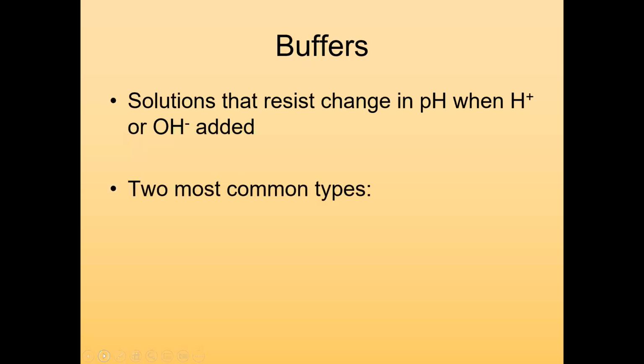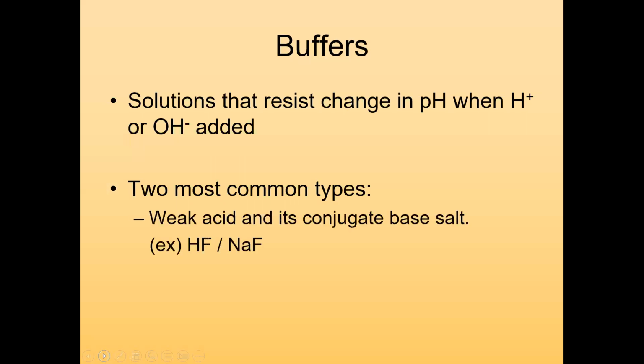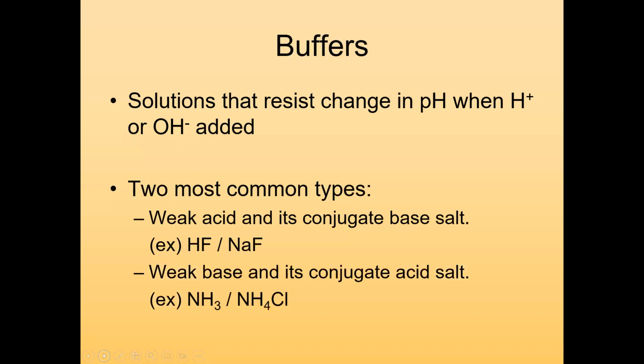There are two most common types of buffers that we deal with. One is when we have a weak acid and its conjugate base salt, because the acid can react with any base that is added, and the conjugate base can react with any acid that is added. Then we also have a weak base and its conjugate acid salt. And yet again, we have one substance that can react if an acid is added, and we have one substance that can react if a base is added.